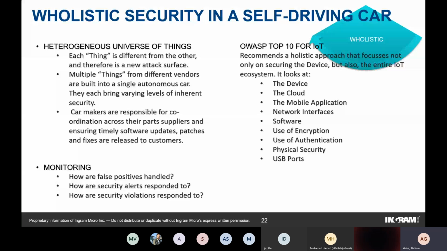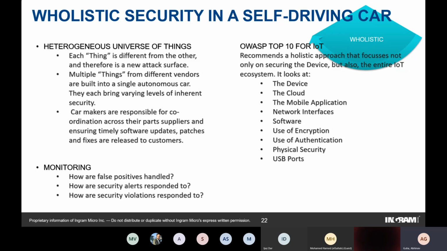It's a heterogeneous universe of things, so no two things are similar. So in the car, in Tesla, you may have braking systems and braking computers from, I don't know, it could be Indonesia, it could be India, it could be China, Malaysia, et cetera. Different components coming from different parts of the world with different vendors and different technologies associated to it. So no two technologies are the same, no two things are the same. And of course, securing these is no menial task.